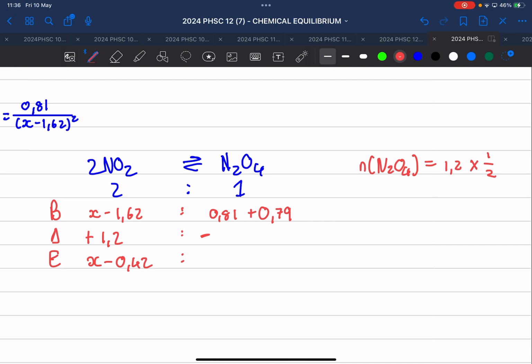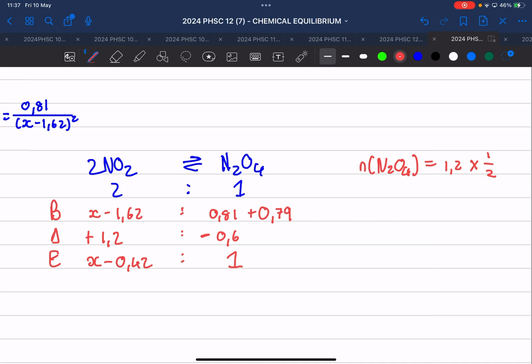Okay, so the moles used of our N2O4 would be 1.2 times a half, because it's 1 to 2. You can divide by 2 as well. It's going to be the same, 0.6. So how many moles of N2O4 do we have left? It's 1. A nice round number.